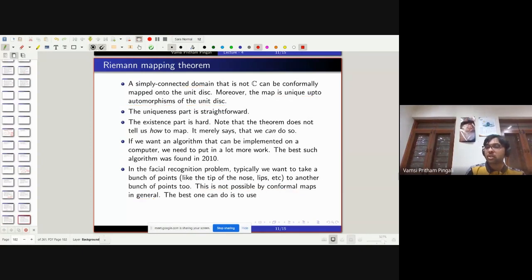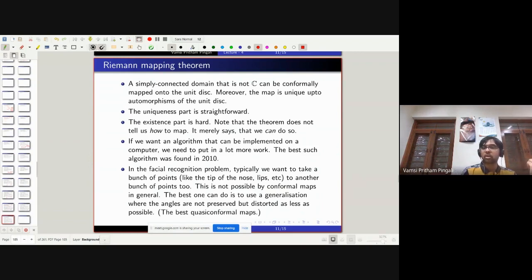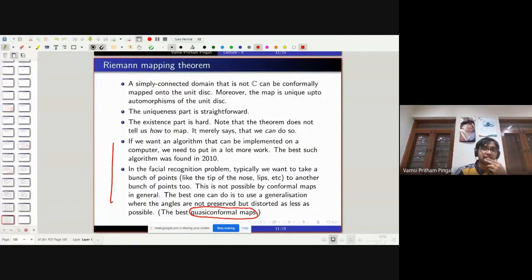The best one can do is to use a generalization of conformal maps. Conformal maps preserve angles between curves. So one can allow angles to not be preserved, but we want them to be distorted as little as possible. These are called quasi-conformal maps. We want the best possible quasi-conformal map. So that's the thing in the facial recognition problem. And quasi-conformal maps play an important role in pure mathematics too. But these things are typically not covered for students, but I find it useful and nice to mention because it's quite interesting.